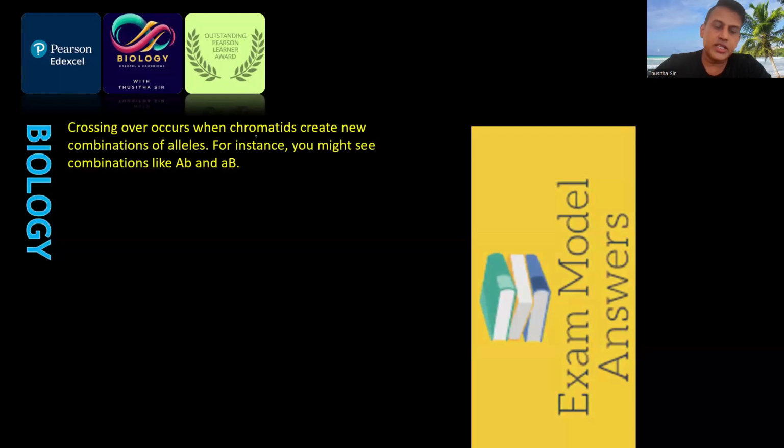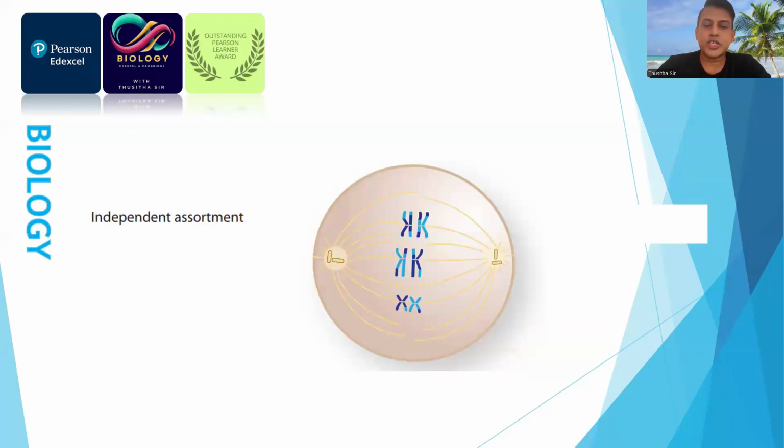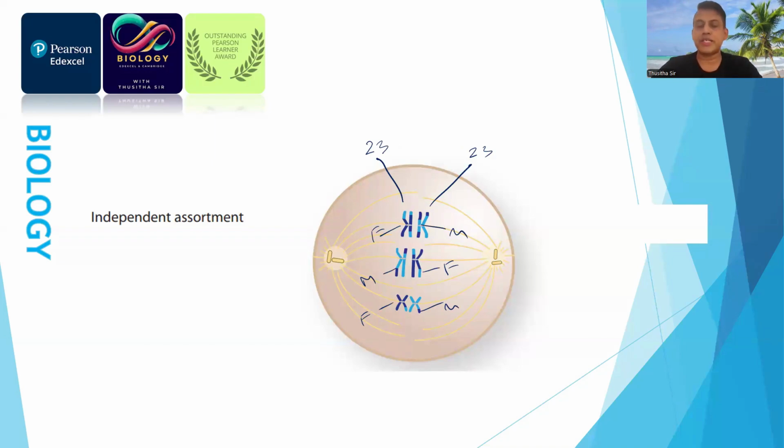So crossing over occurs when chromatids create new combinations of alleles. For instance, you might see a combination of capital A, small b, and small a, capital B because of the exchange of DNA. For independent assortment, we can see the pairs of chromosomes arranged at the equator, and this is a completely random process. That means for the chromosomes on this side and this side, there is no special arrangement. So when you have 23 from mother and 23 from father, this could be father, this could be mother, and so on. Likewise, they randomly organize to make the best combinations.